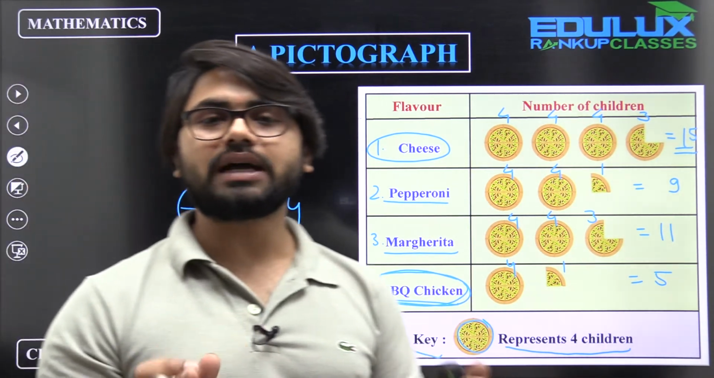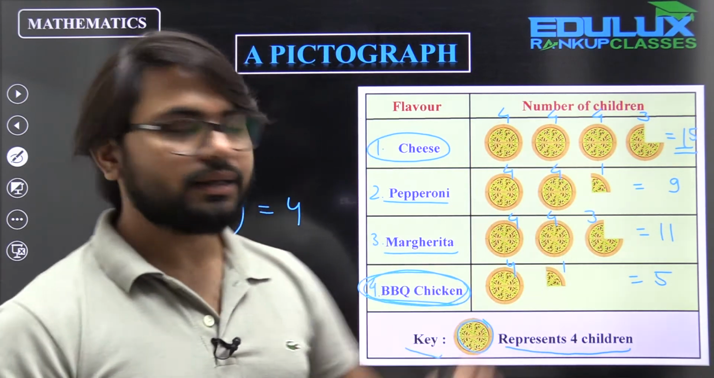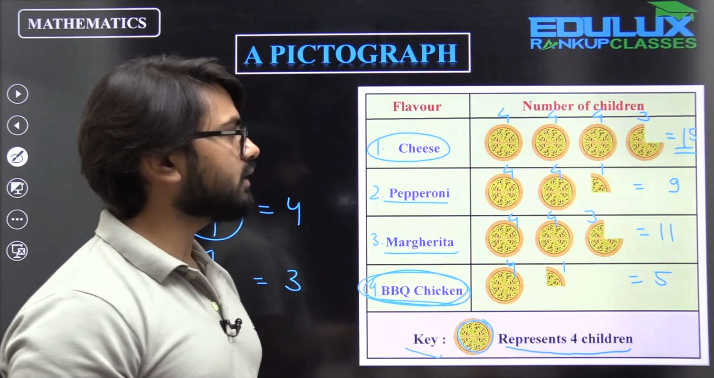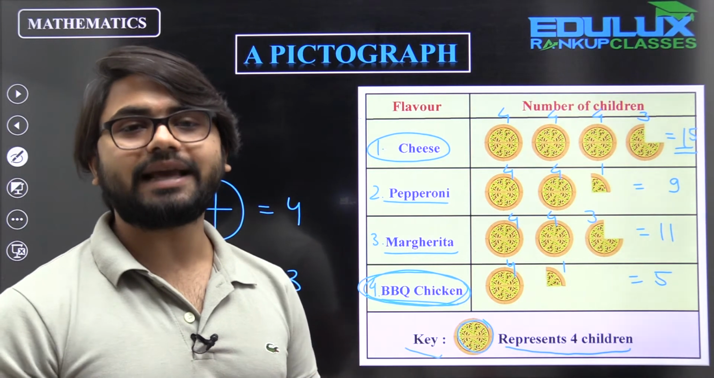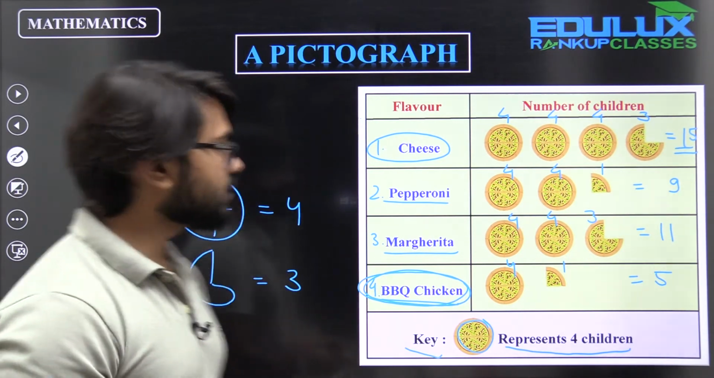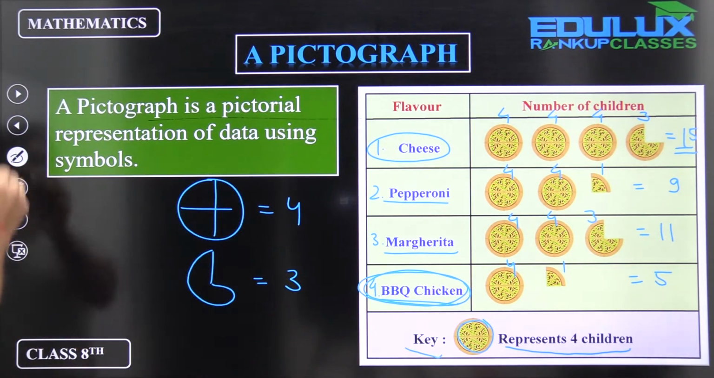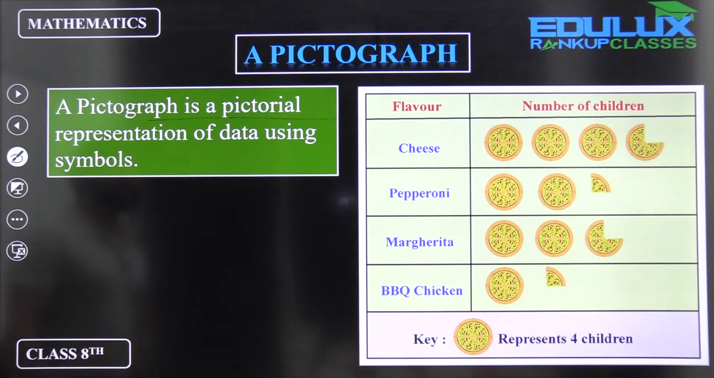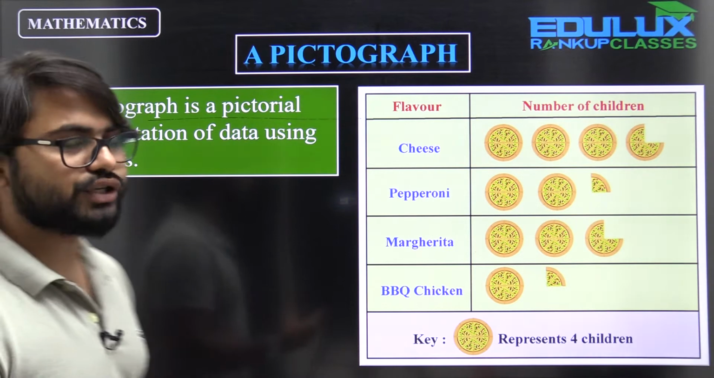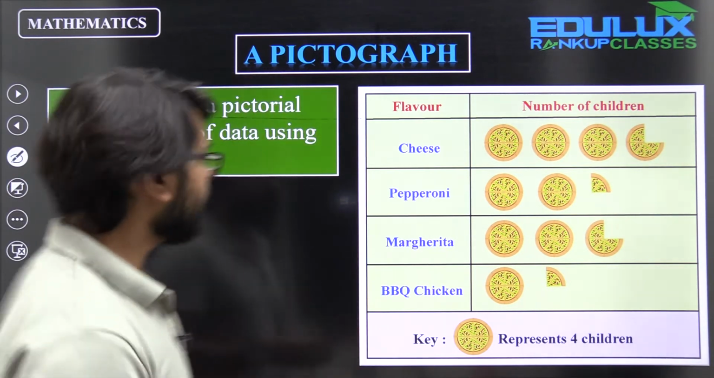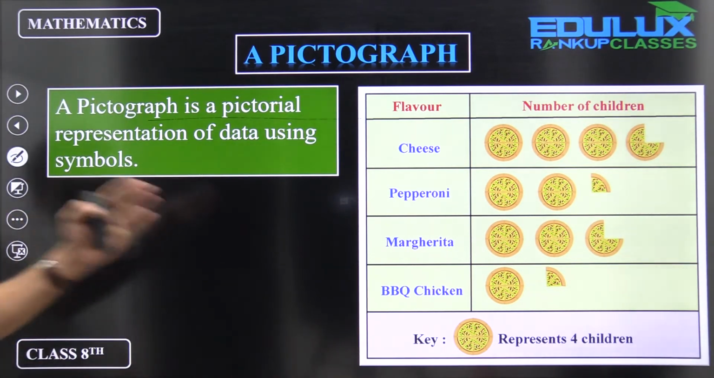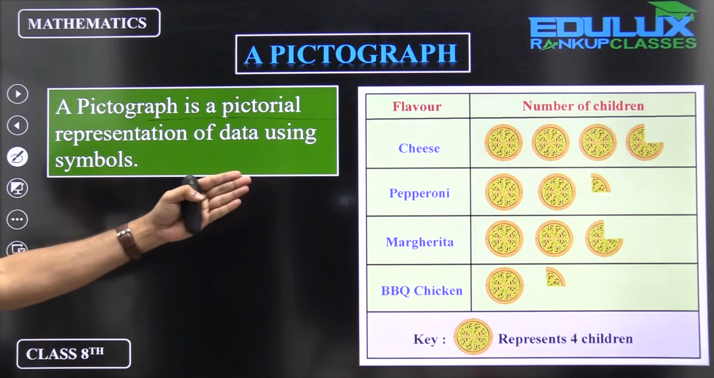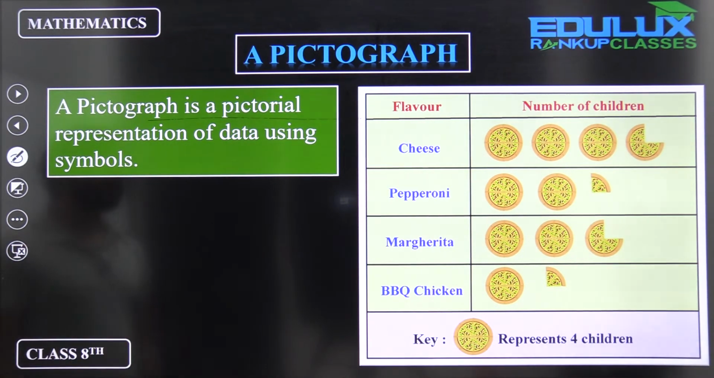So by a pictograph, we can give information about which pizza the children like more or which they don't like. By this picture, students, we can say a pictograph is a pictorial representation of data using symbols. So we use symbols or pictures to depict the information. We are representing this information with the help of symbols, or you can say pictures. This is called a pictograph.